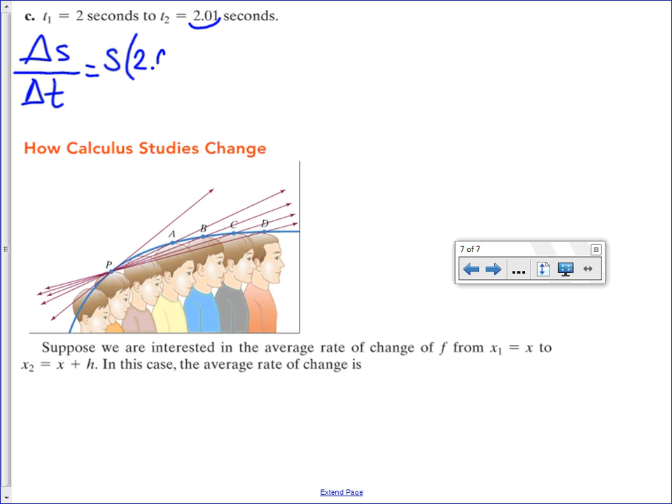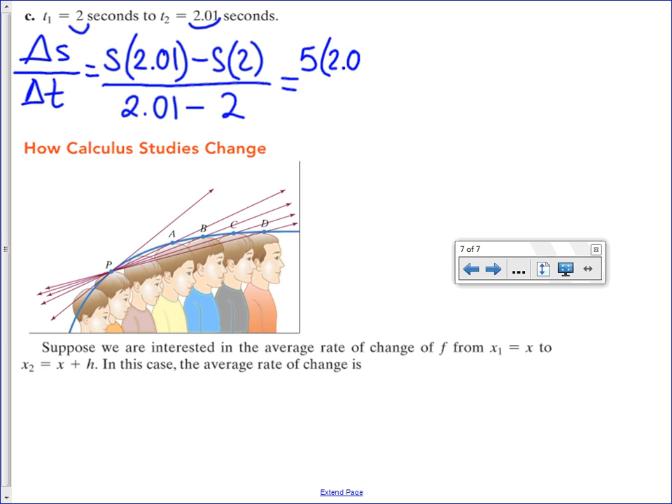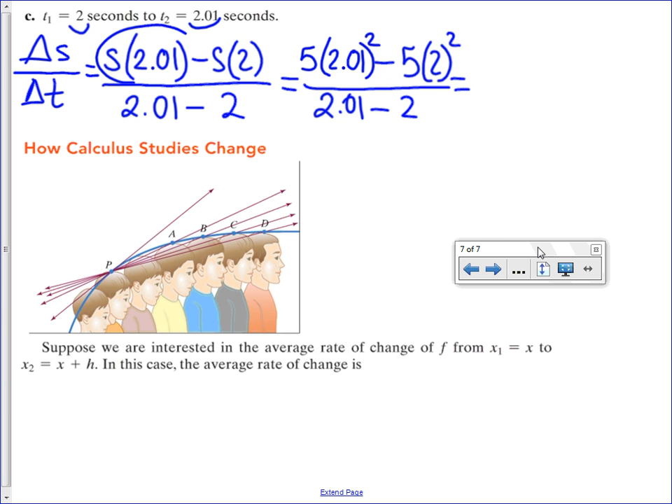So S of 2.01 minus S of T sub 1. We got T sub 1 is 2. Divided by T sub 2, which is 2.01 minus 2. And so in this case, if we substitute those values straight into the formula, that will be this part minus 5 times 2 squared. Down here we'll have 2.01 minus 2. And so this will be 20.00.